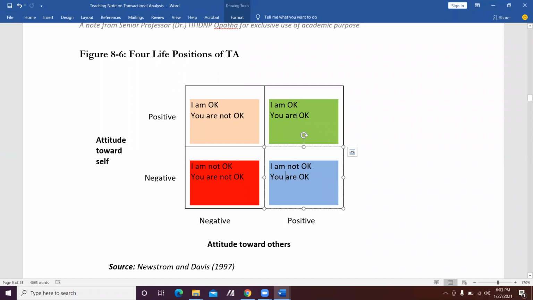Right. Then from your perspective, this combination, try to understand. I am okay, you are okay. That means your attitude about others is positive, your attitude about yourself is positive. Therefore, you are okay, I am okay. Understood? Any questions?